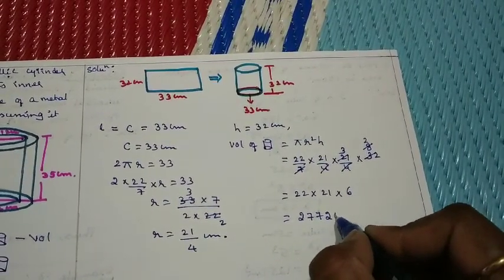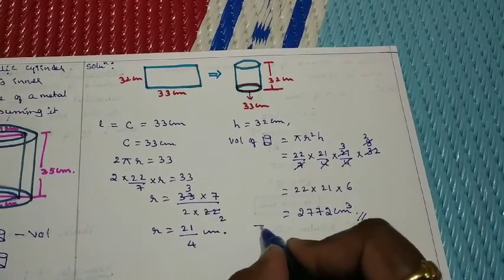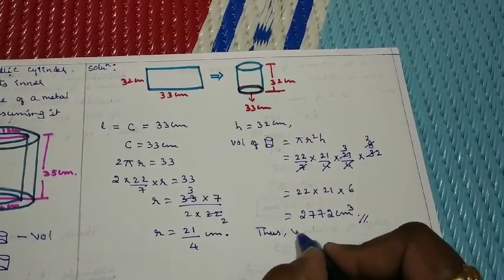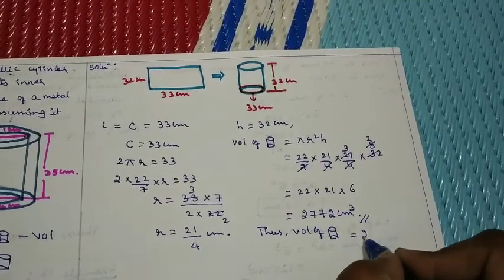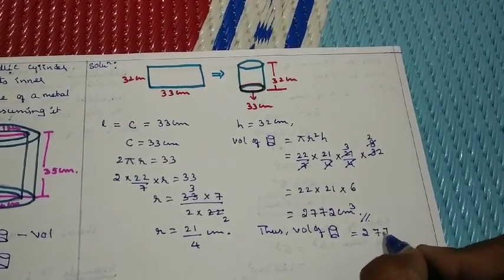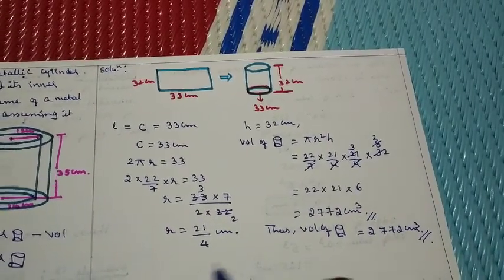So 2772 centimeter cube. Thus volume of cylinder equal to 2772 centimeter cube. Now we'll move to the next question, children.